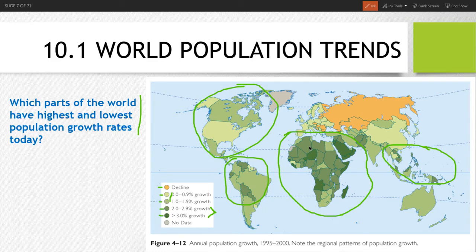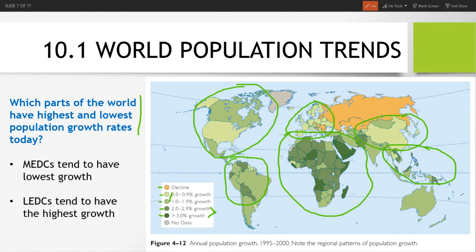Europe also has significantly low population growth overall. In China, right, in Japan. So these countries would mostly match up with, and Australia down here, by the way, these countries would mostly match up with MEDCs, more economically developed.